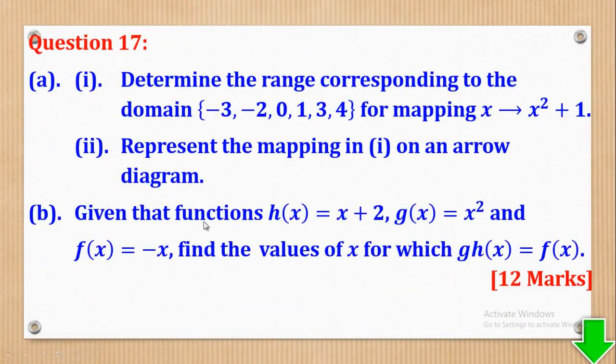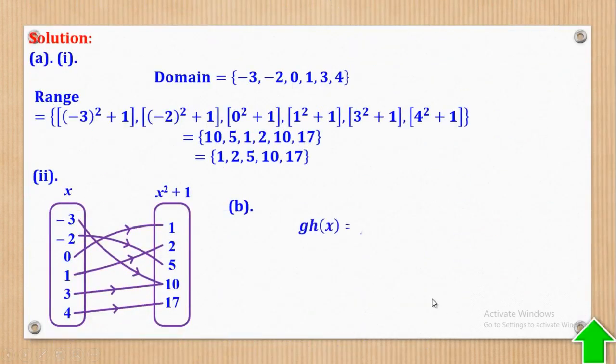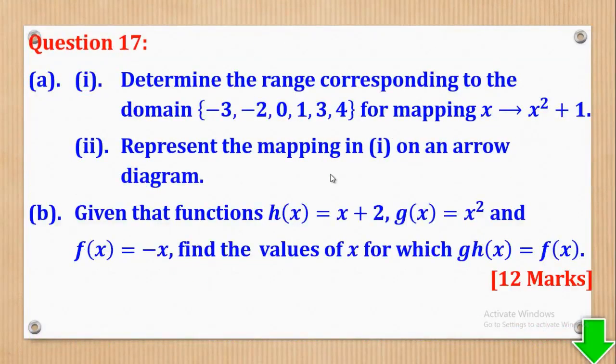Part B says that given the functions h(x) equal to x plus 2, g(x) equal to x squared and f(x) equal to negative x. Find the values of x for which gh(x) is equal to f(x). So gh(x) is equal to f(x), meaning that you'll come and put your h(x) into g(x). So h(x) was x plus 2 and g(x) was x squared. Therefore, where there is x here, you put there this value of h(x), which is x plus 2.